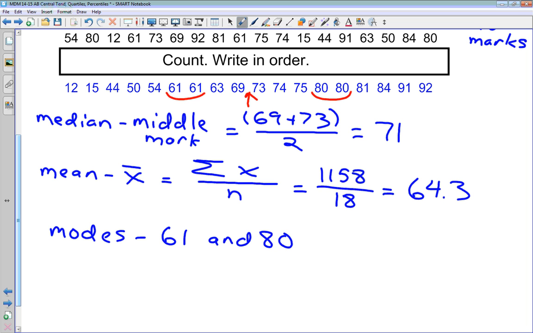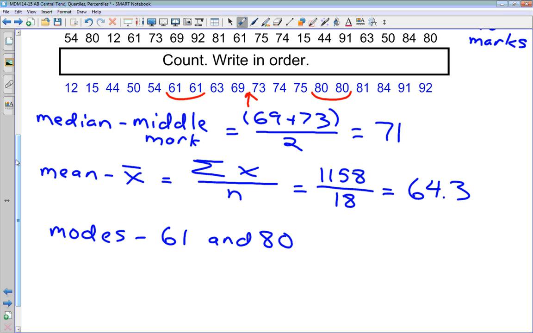Yep. Yep. And well, if our median is greater than our mean, what is causing our median to be greater than our mean here? Do we have any outliers in this data set? Any numbers that are far away from the mean or the median? Alana? Which ones? Yeah, 12 and 15 right at the beginning here.